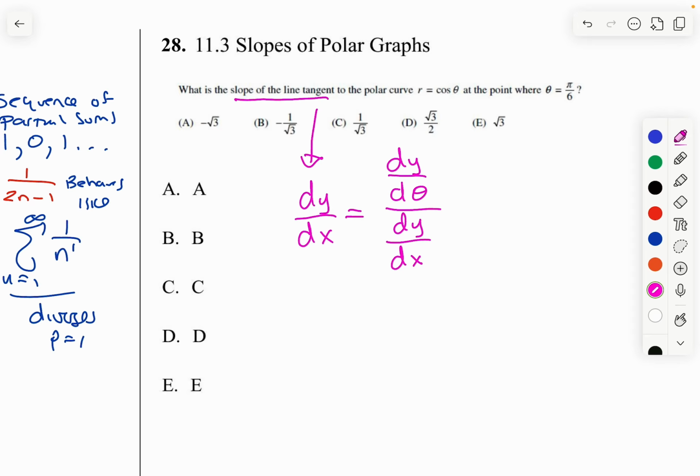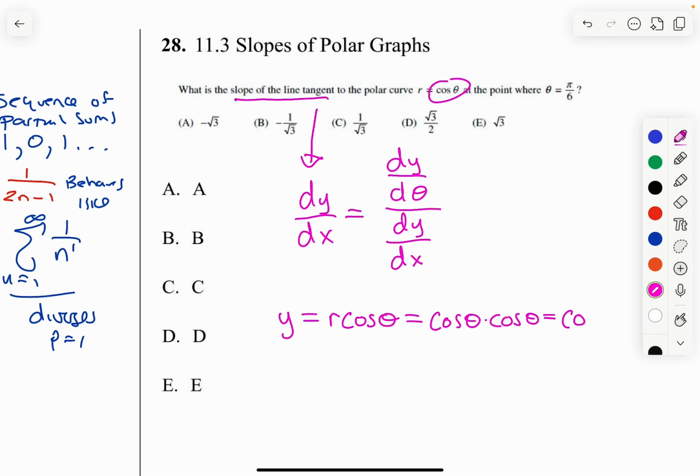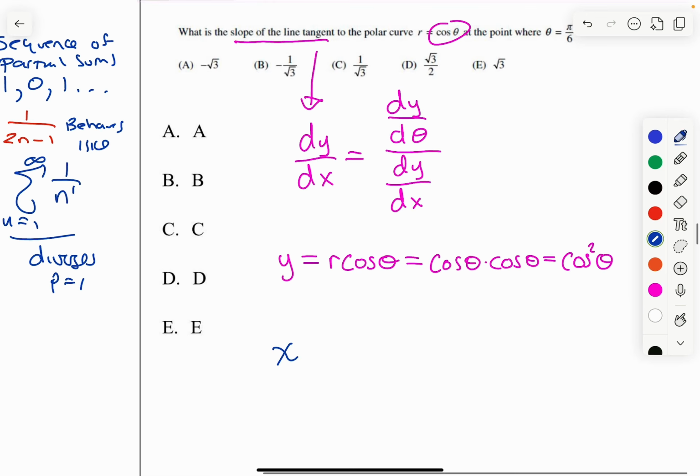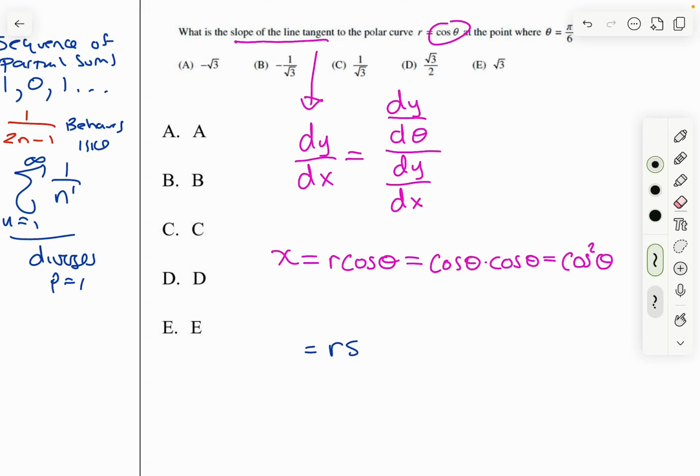Okay, and so first we got to get y in terms of theta. So y is r sine theta, and since r is cosine theta, it would be cosine theta, which is cosine squared theta. And then x would be r. Sorry, I just swapped that. This is x right here. And y is r sine theta.